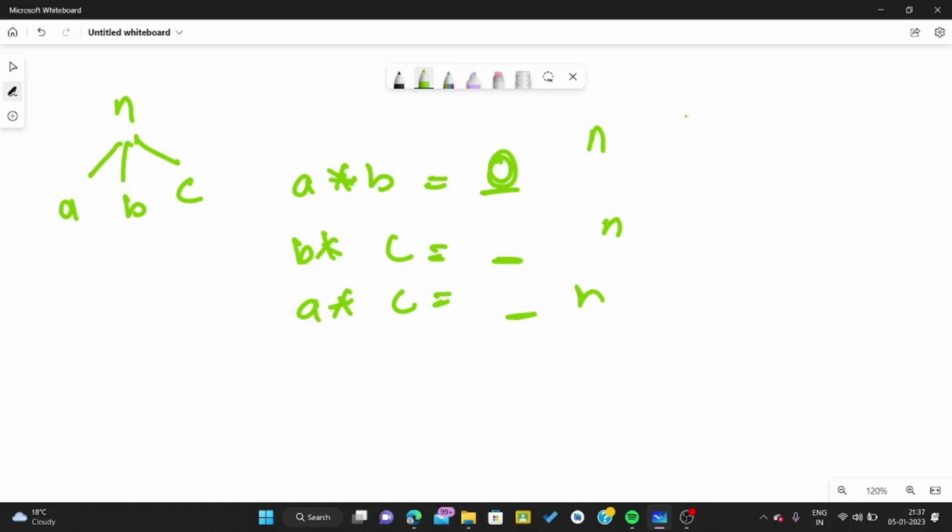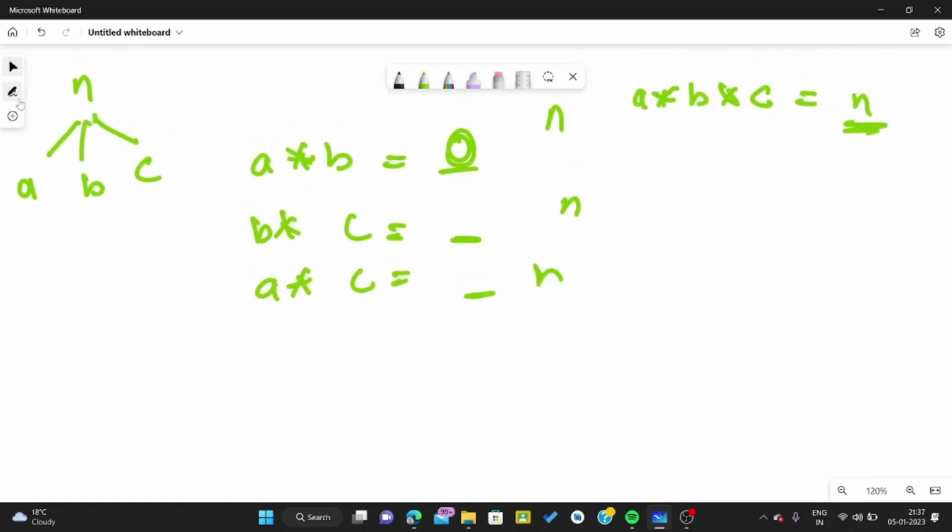And then when we multiply all these numbers a, b, and c, the product should come as a multiple of n. We need to satisfy this condition anyhow, right?